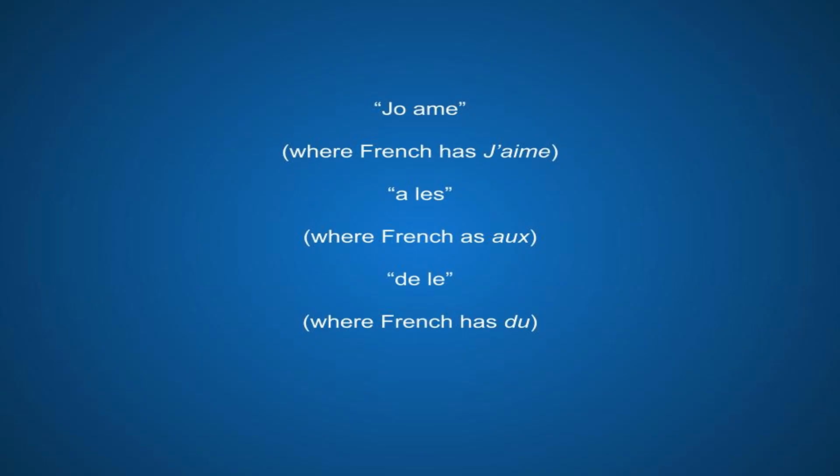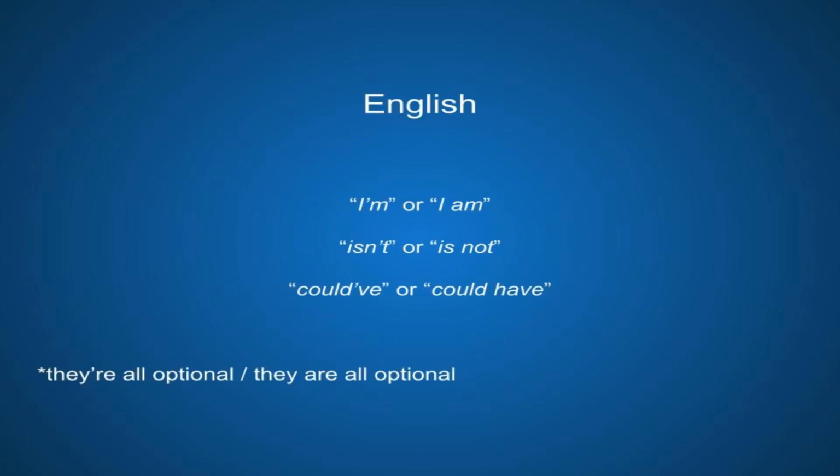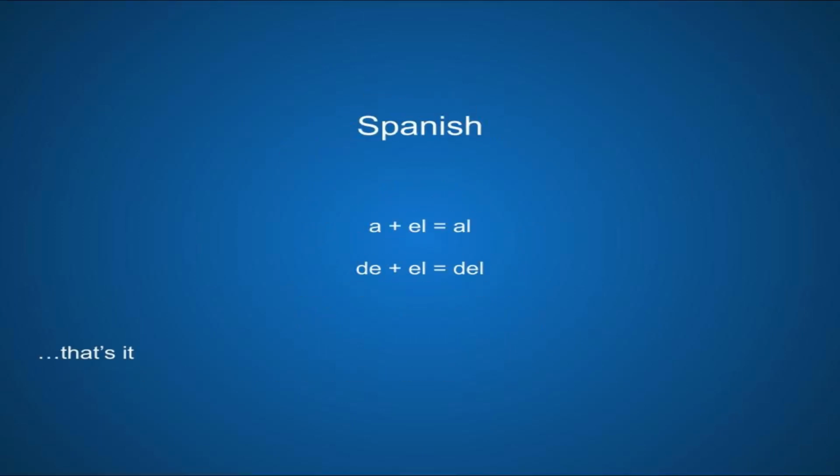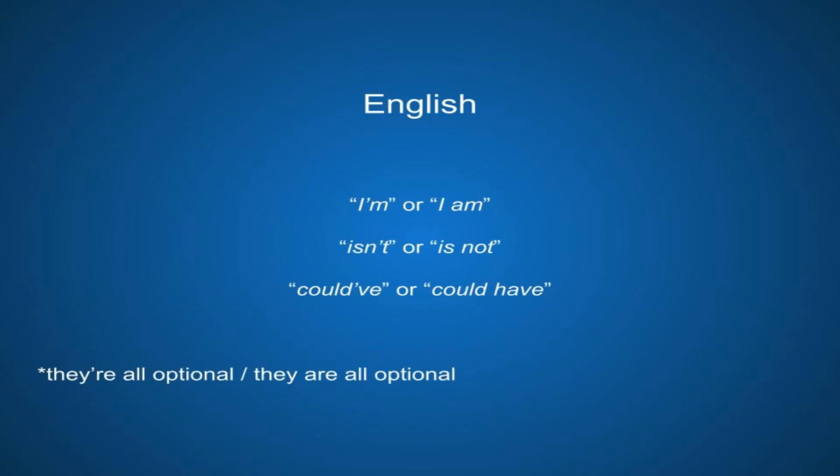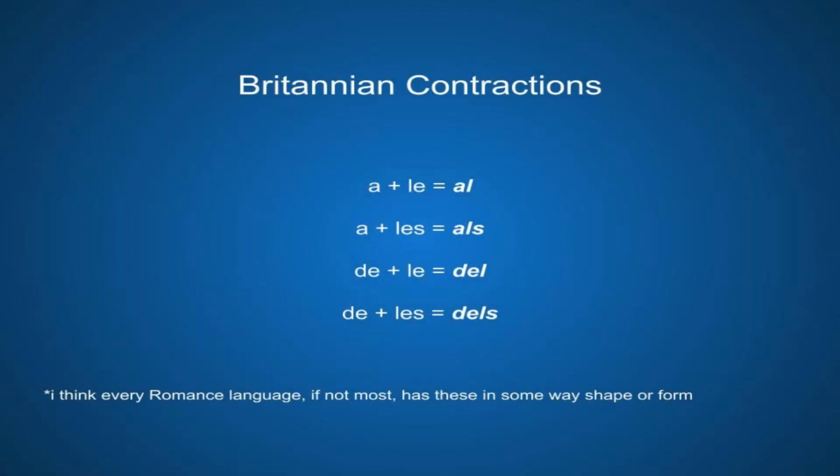The original video didn't include contractions, because they're mostly optional in English, and the Romance language I'm most familiar with, Spanish, only has like 2. However, considering how many mandatory contractions there are in French, Catalan, Portuguese, and Italian, and how common they are in English, it doesn't really make sense for Britannian not to have contractions. So here we go. Let's start with the obvious.